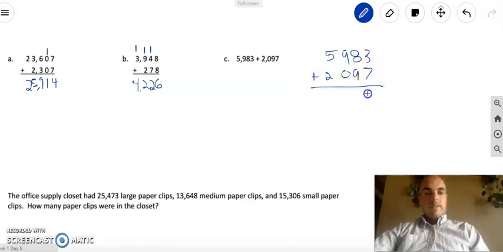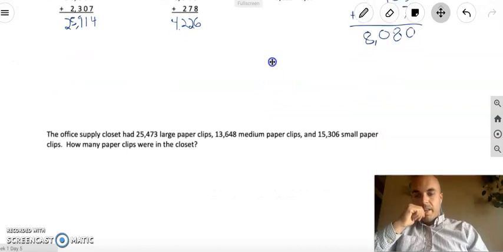3 plus 7 is 10. Carry the 1. 1 plus 8 is 9. 9 plus 9 is 18. Bring the 8 down, but carry my 1 over again. 1 plus 9 is 10. Put the 0 down, bring the 1 over. 1 plus 5 is 6. Plus 2 is 8. 1, 2, 3. Comma. Great. All right, let's scroll down here.